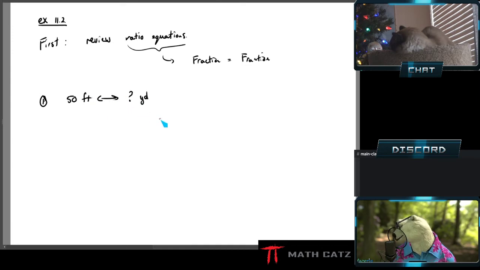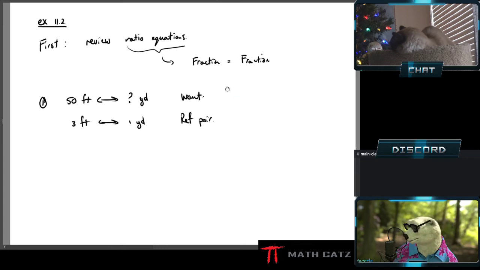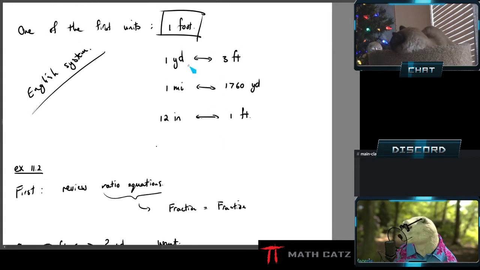So this is the conversion pair that has one of the unknowns. One of the sides is unknown. So this is what I want based on the question. And then I need some sort of reference pair, where I know that 3 feet corresponds to 1 yard, according to my table that I would have in front of me. Here, I look up, which are the units that I'm interested in? Yards and feet. Okay, so this is my reference pair that I would remember, that I can look up.